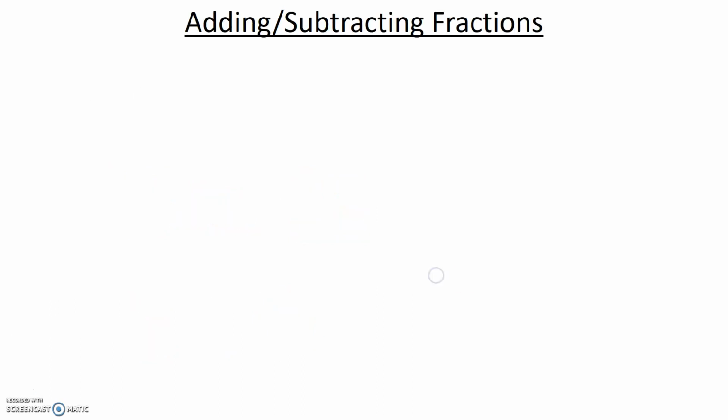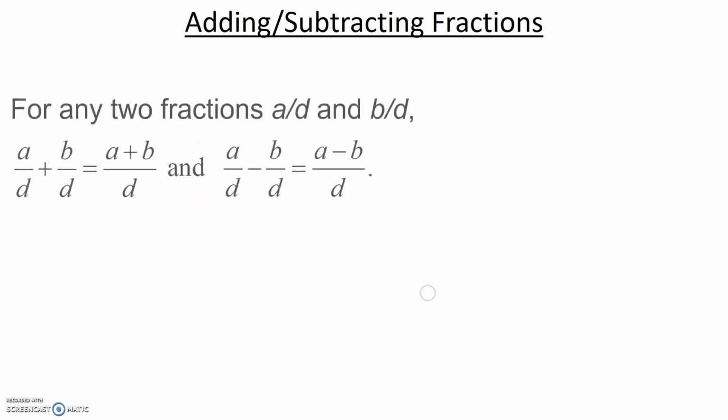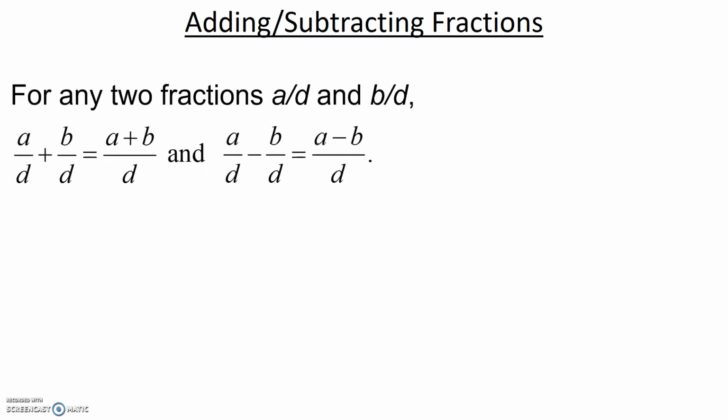Now let's talk about addition and subtraction of fractions. To add any fractions, a over d and b over d, we simply add the numerators and keep the same denominator, as long as we have a common denominator. Later on, we'll talk about what happens when we don't have a common denominator. Same for subtraction. If you subtract a over d minus b over d, we subtract the numerators and keep the same denominator. Here's an example.